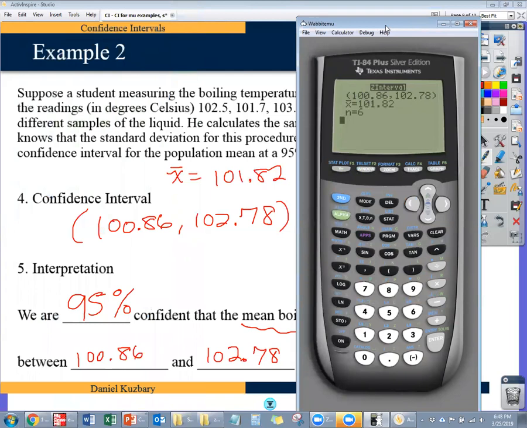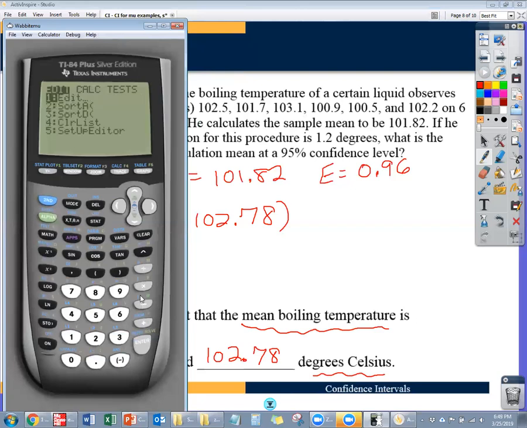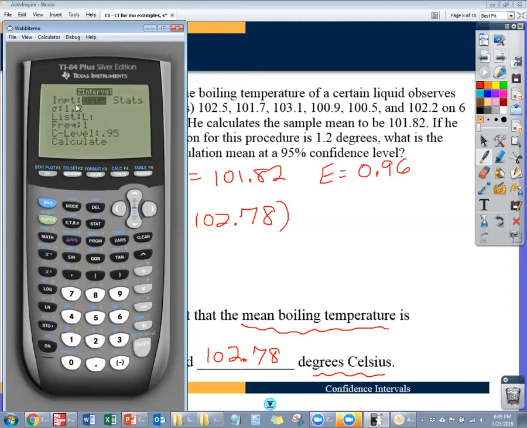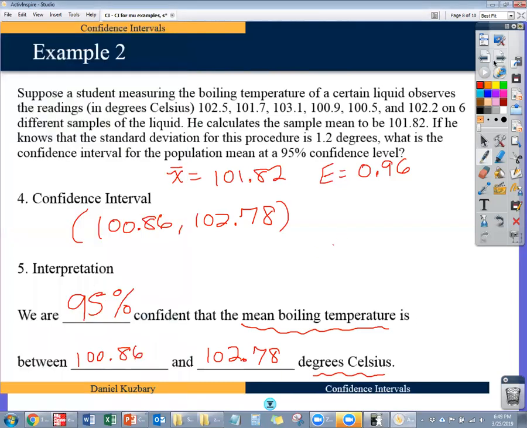So if you want to do this from data, what I would do is I would go into list first, and I would put in those 6 values in L1. And then once you do that, go back to tests, Z interval, and instead of using stats, click on the data thing. So on the data thing, you still tell it the standard deviation, and then you tell it what list all the things are in. Ignore that, leave that as 1, and then do the confidence level. Calculate, and it'll give you the same answer. It'll tell you things. So that's the way to do that in the calculator.